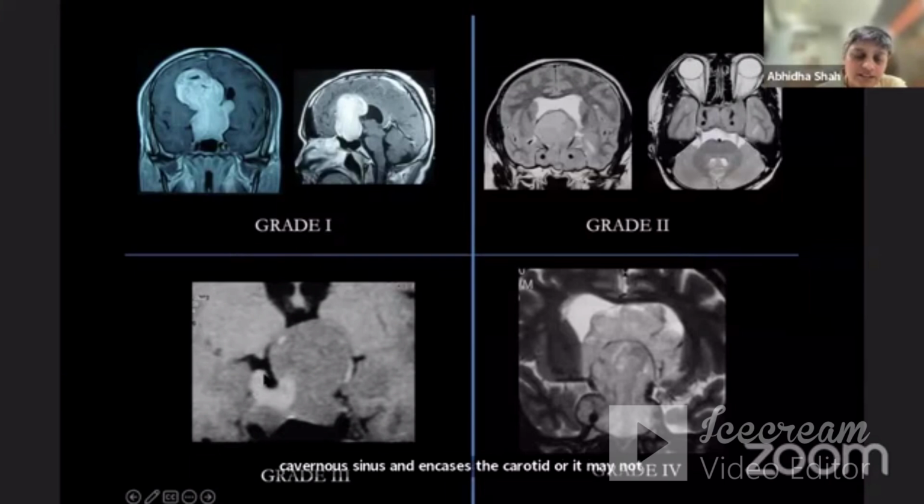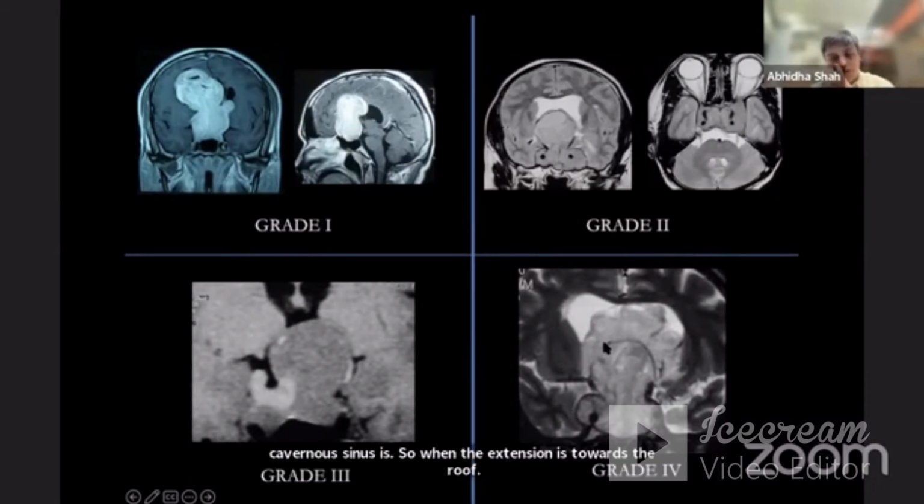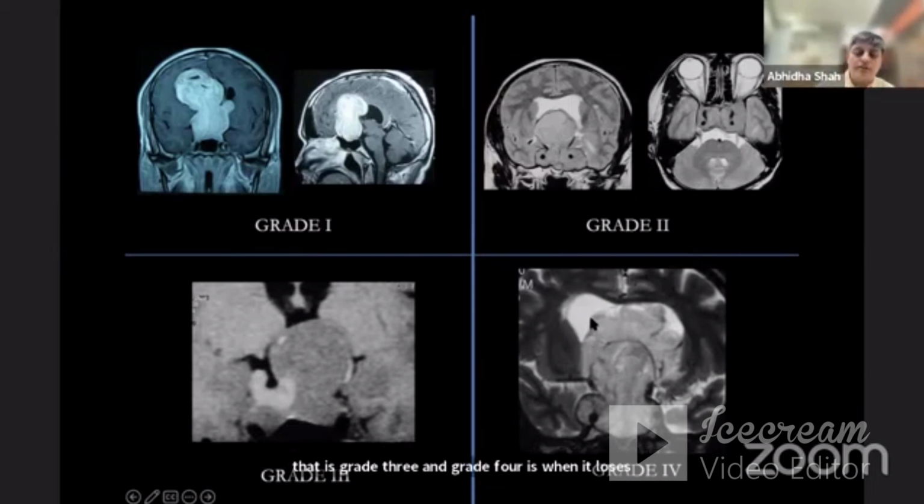In grade 3, the tumor actually elevates the roof of the cavernous sinus. So now you know where the roof of the cavernous sinus is. When the extension is towards the roof, that is grade 3. And grade 4 is when it loses respect for the dura and enters into the intracranial compartment.